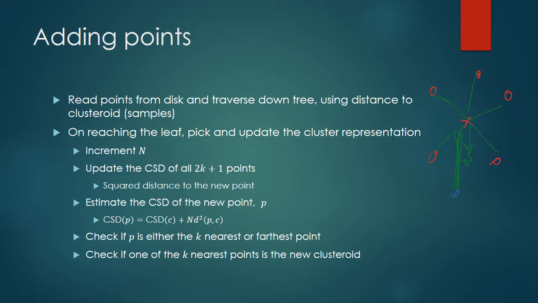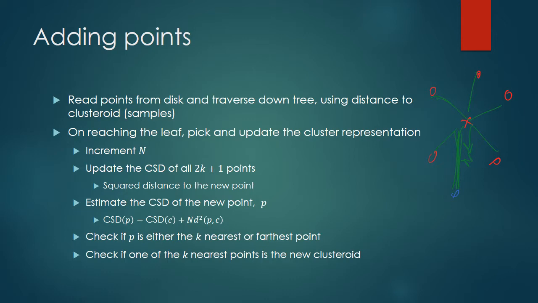We want to update the cumulative square distance for all the 2k plus 1 points that we have. This is the k nearest, k furthest, and the centroid that we have already, the clusteroid, right? This is easy because you're just adding the distance of the new point, p, let's say, to all these 2k plus 1 points. So this is easy. It's a fixed cost of 2k plus 1 as we update their distances. Is this clear? Right? You're adding the square distance to the new point to each of those entries.